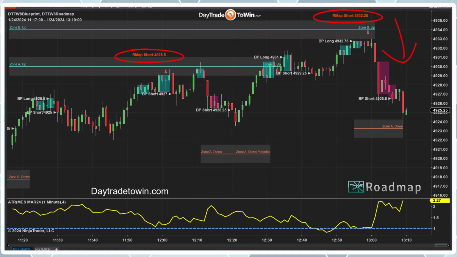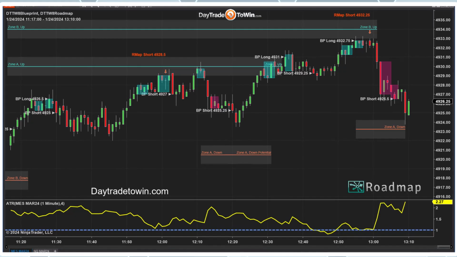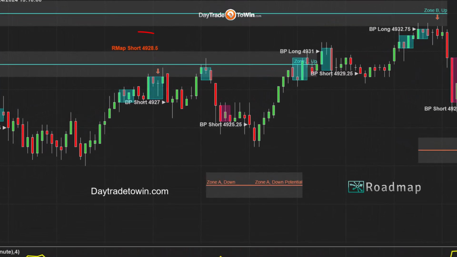So you're going to see these signals that say long or short, roadmap long, roadmap short. I also have here the blueprint software on the chart. BP is for blueprint. So what we're looking at is whether or not taking a trade at these zones is a good idea. So let's take, for example, the first that you're seeing here at about 12 o'clock where the market landed inside, just the wick there landed inside of the zone.